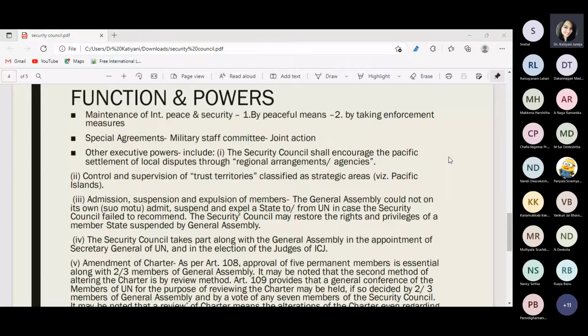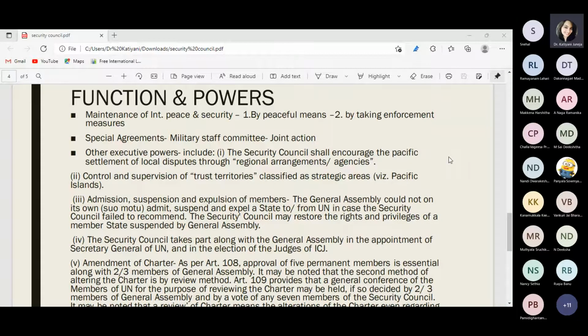As we have already discussed, the powers and functions of the Security Council are again one of the most important functional organs of UNO, and there are three broad categories of functions related to the Security Council. The first and foremost is yet again maintenance of international peace and security. This is what we have already discussed. This is the primary responsibility of the whole United Nations organization.